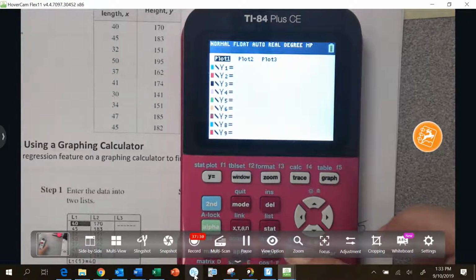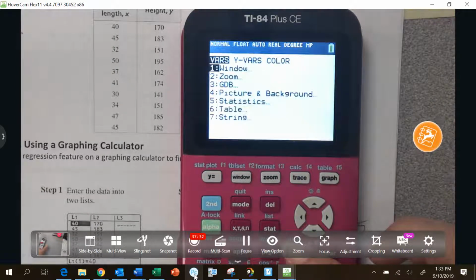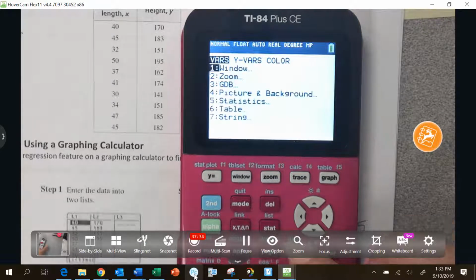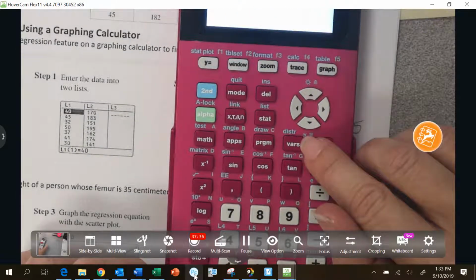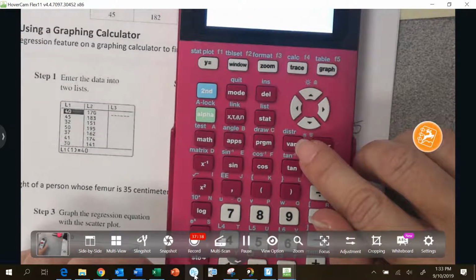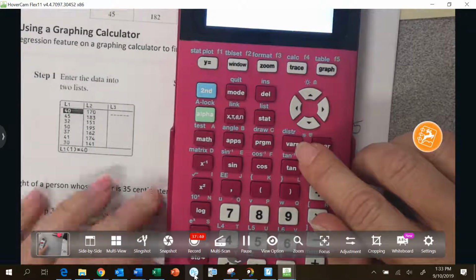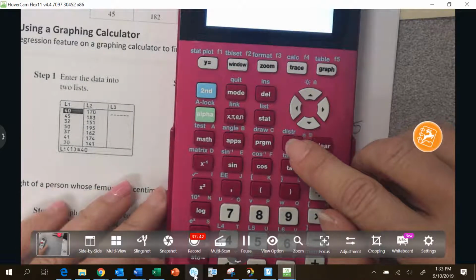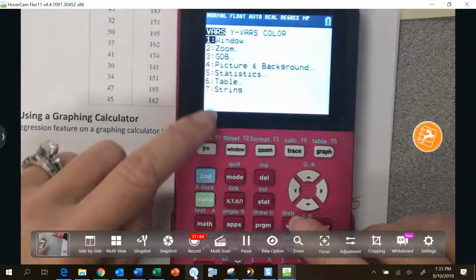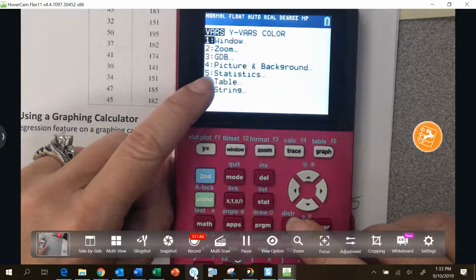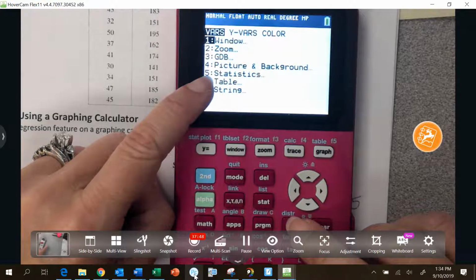You're going to hit vars. Sorry, couldn't see where my finger is. Vars, V-A-R-S. I don't know what VARS stands for. We are doing statistics right now, so we're going to choose 5.